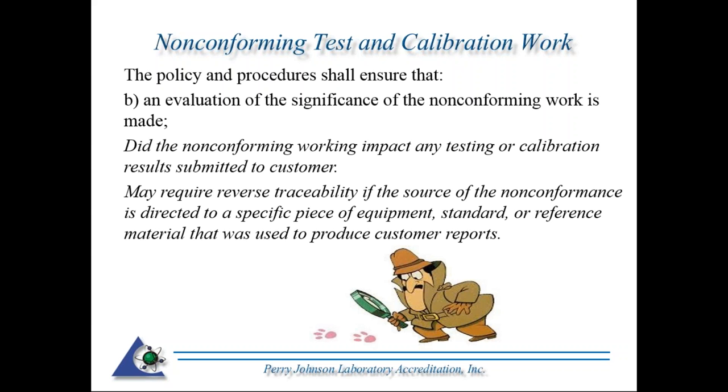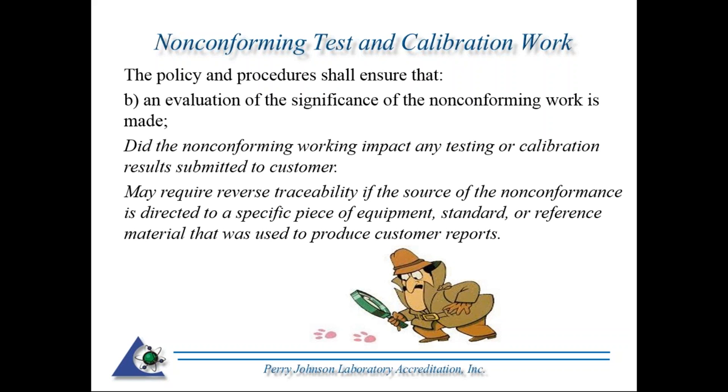Okay, item number B, the policy and procedure shall ensure that an evaluation of the significance of the non-conforming work is made. So in other words, did the non-conforming work, whatever it happens to be, impact any testing or calibration results submitted to the customer? A phrase I like to refer to is reverse traceability.